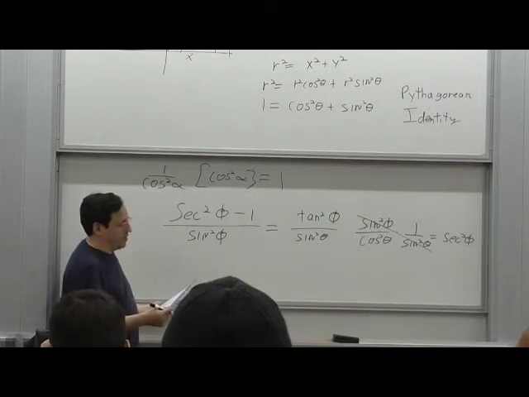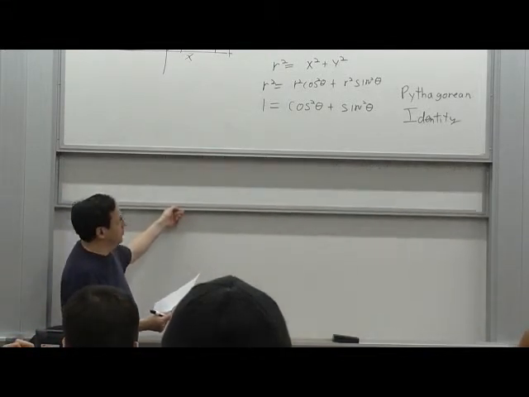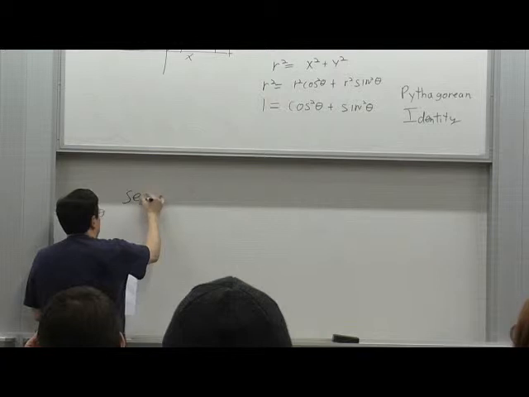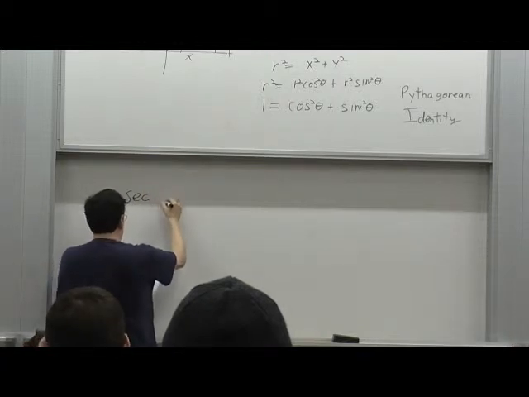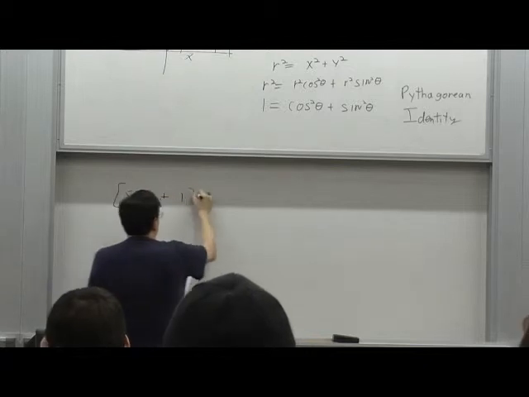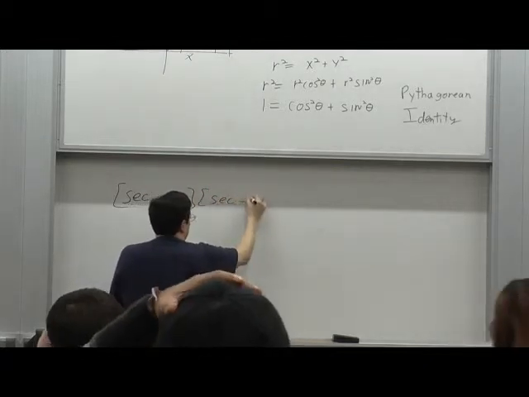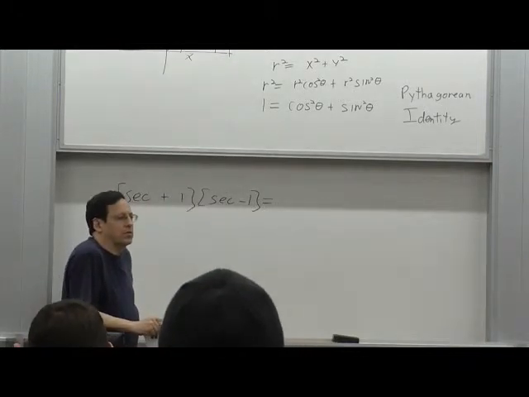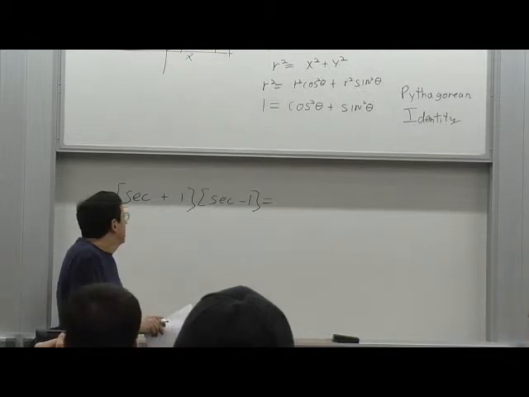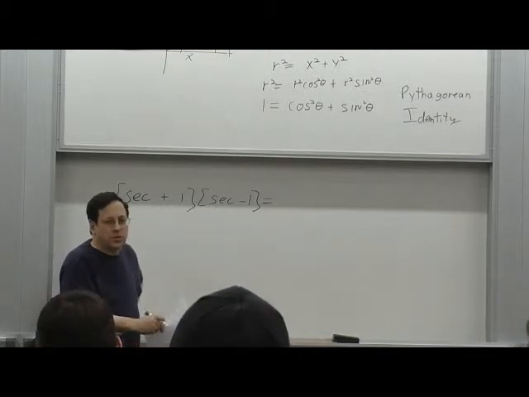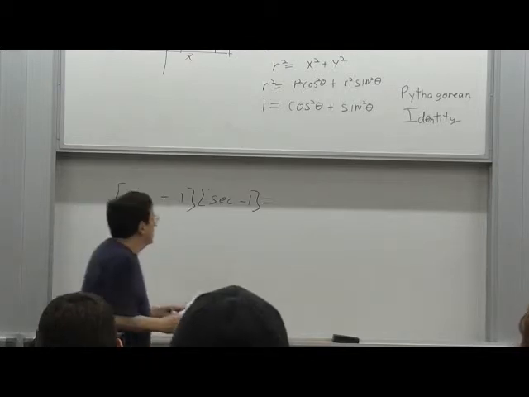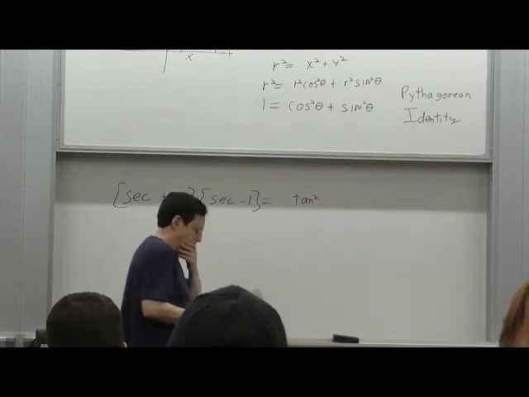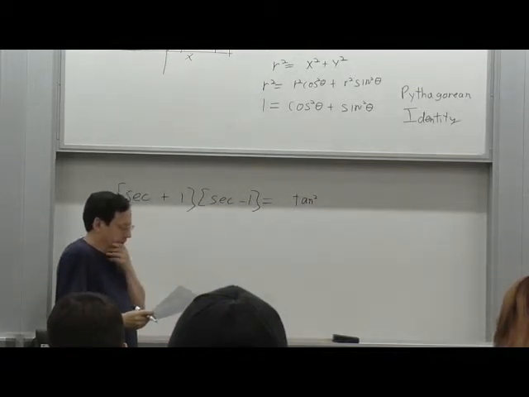Okay, I think actually the next one is, given we just did this one, it's almost too easy, right? Secant, I'm not even going to write the letter at this point, the variable. Secant plus 1 times secant minus 1 is, of course, secant squared minus 1. Can we just do that? That's just tangent squared. Right.